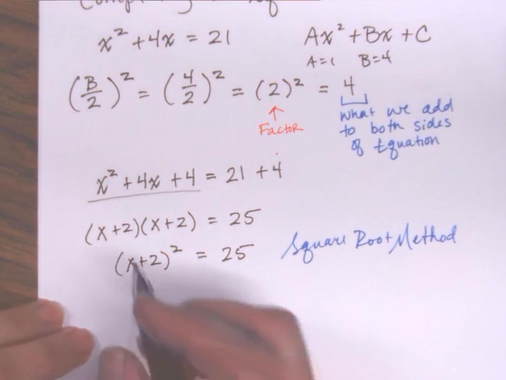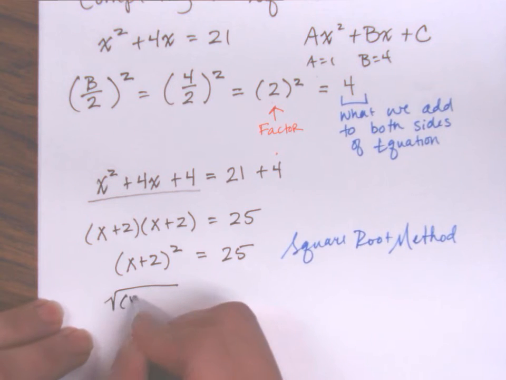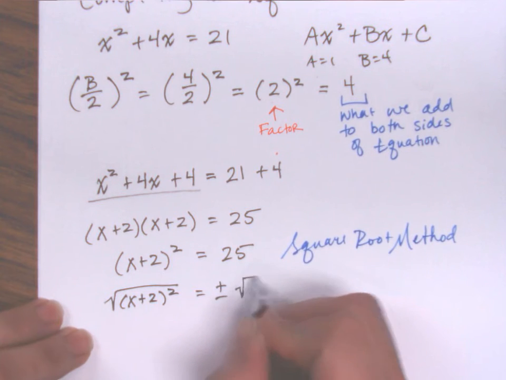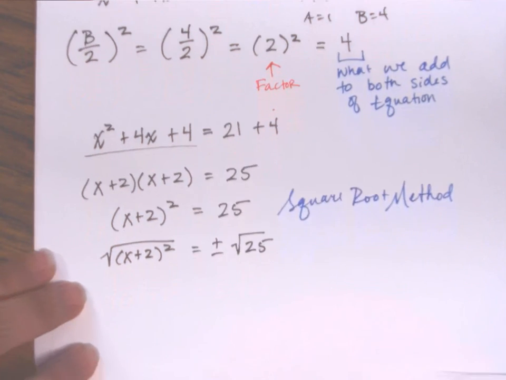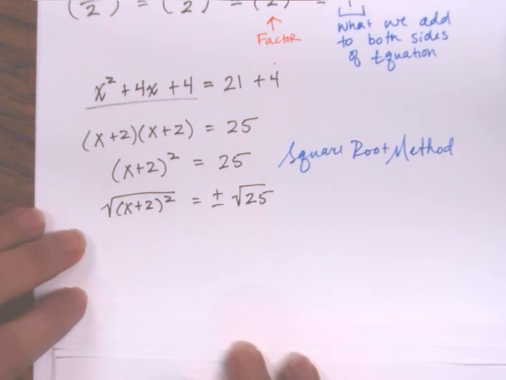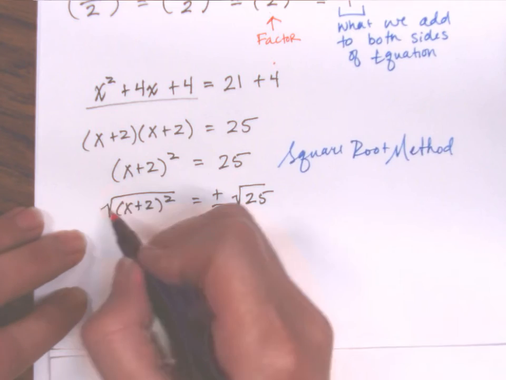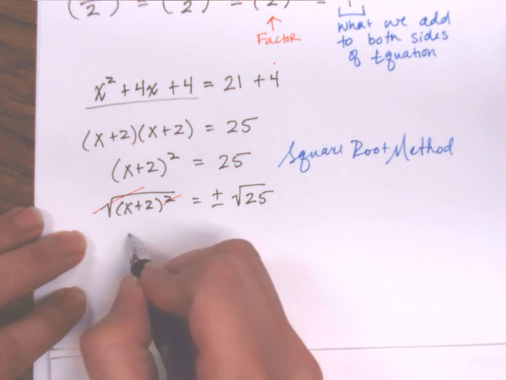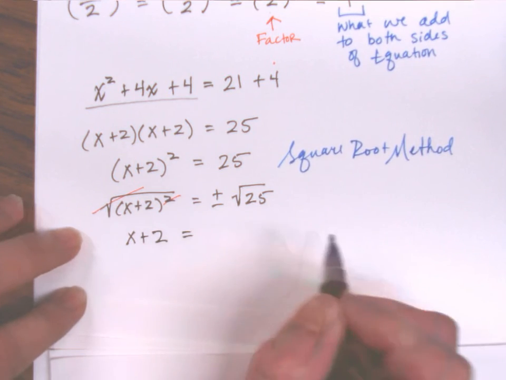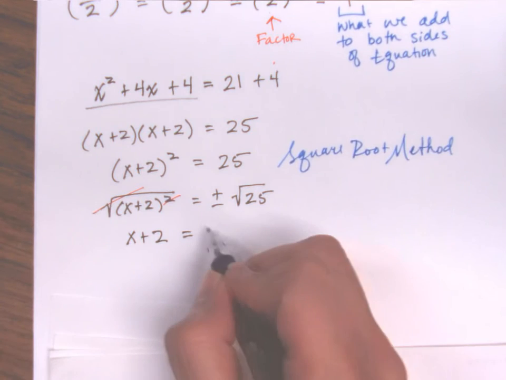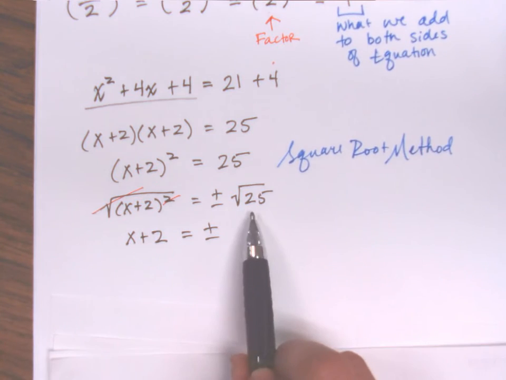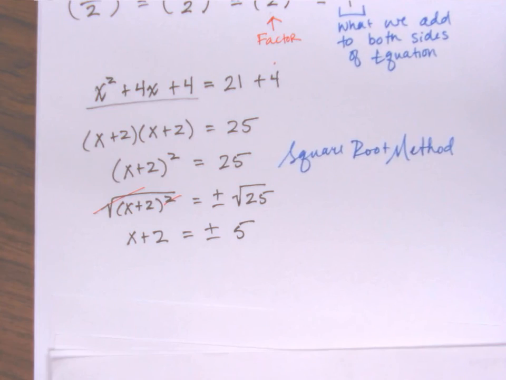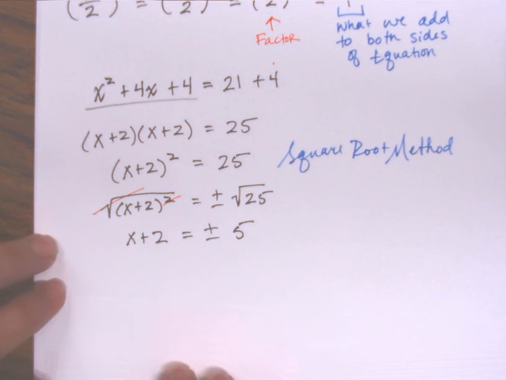So that means I need to put a square root on both sides of my equation. x plus 2 squared equals, don't forget, plus or minus the square root of 25. So my radical here gets rid of my exponent, and I'm left with x plus 2 on the left-hand side equals plus or minus, and I know the square root of 25. The square root of 25 is just 5. So I've got x plus 2 equals plus or minus 5.